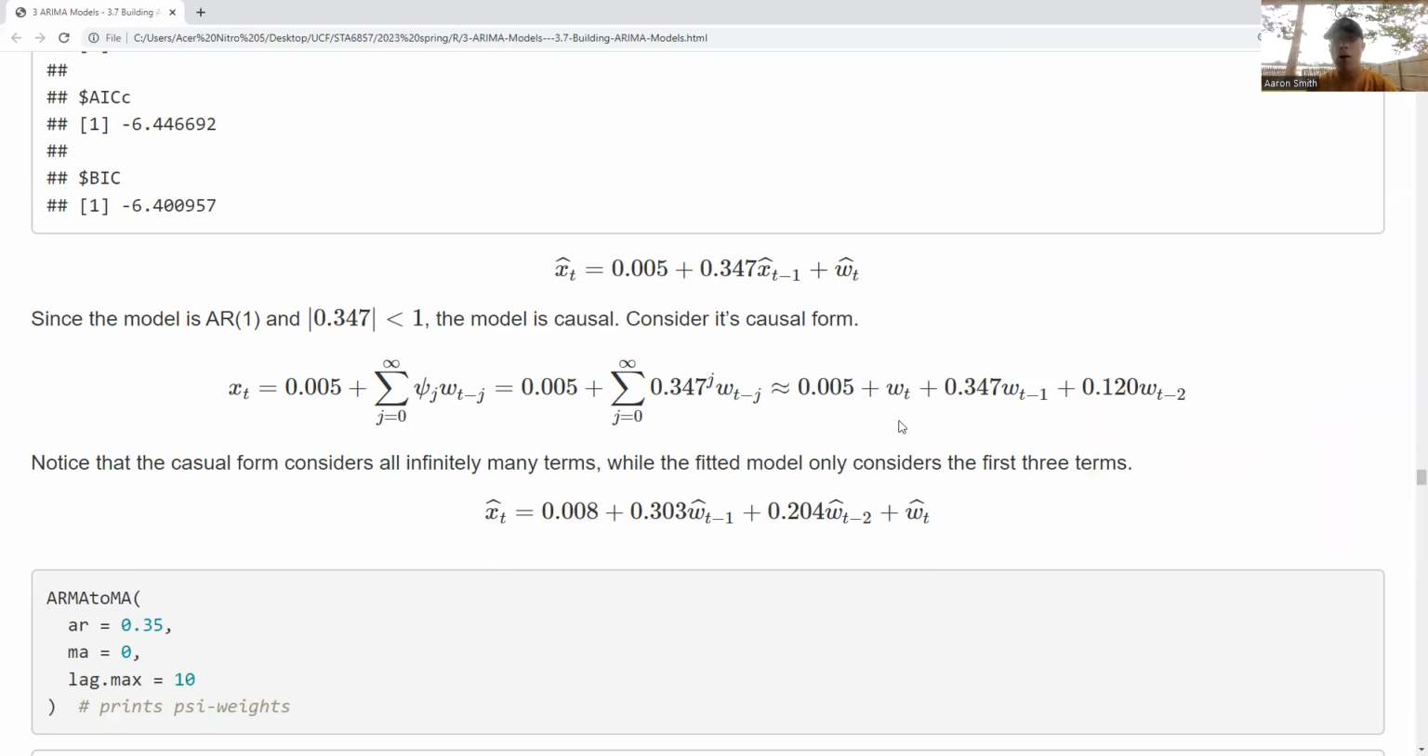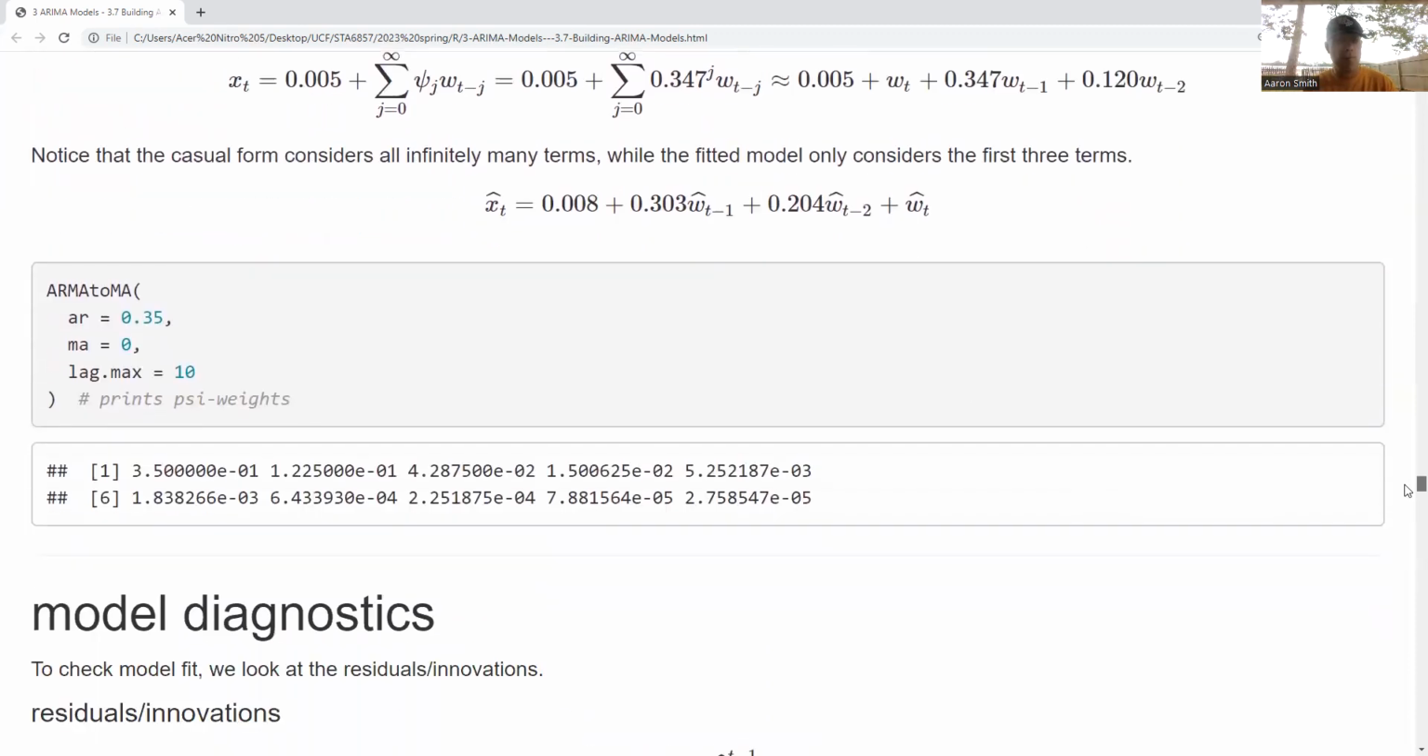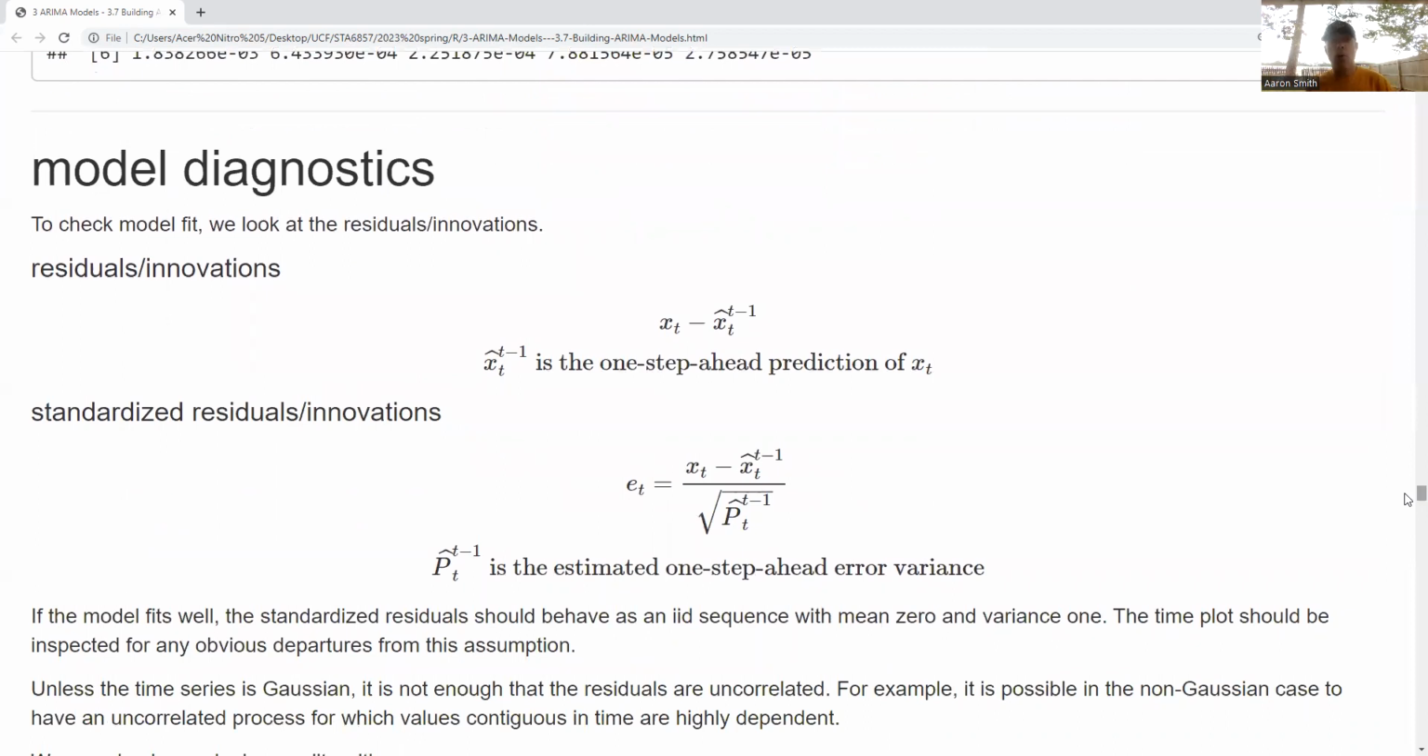And realize that I am cutting off a lot of white noise terms when I do this approximation step. So what this is saying is that the two models are close to each other because of that causal aspect. And here I can look at the coefficients for the psi weights if I want to help show this bridge between these two. And so my next step after I've come up with some models to consider, I want to do model diagnostics.